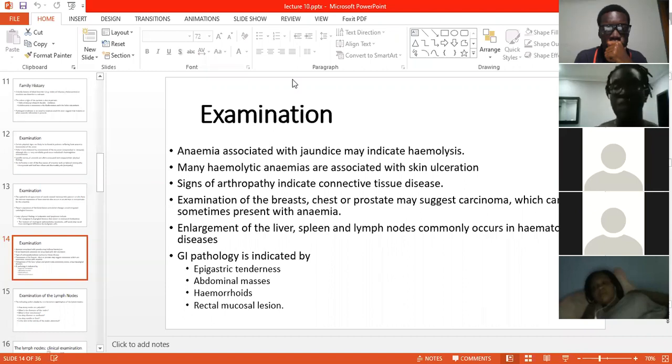So the liver will be enlarged, the spleen will be enlarged. Or if you do a rectal examination, you realize that the patient has hemorrhoids, or there might be some lesions in the rectal mucosa, which might indicate maybe a tumor or something which is causing the bleeding.